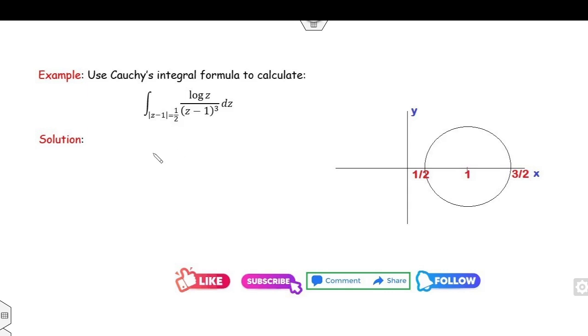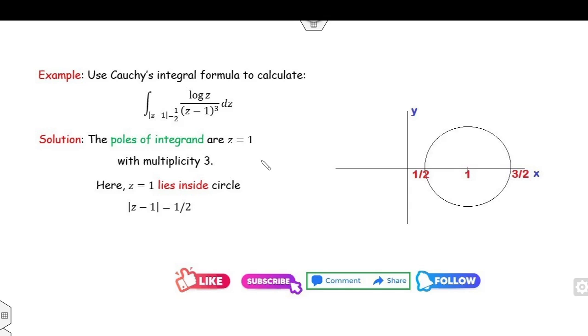So can you find the pole? z is equal to 1 is the pole having multiplicity 3. Fine. Now once it has multiplicity 3, you can use the formula: 2 pi iota times 1 over 2 factorial times the second derivative of f(z). What is f(z)? It is log of z at the point z is equal to 1.